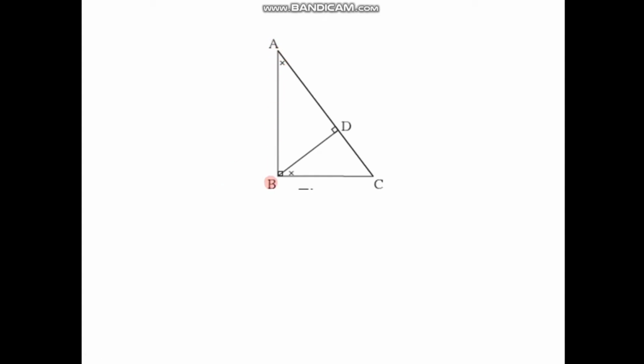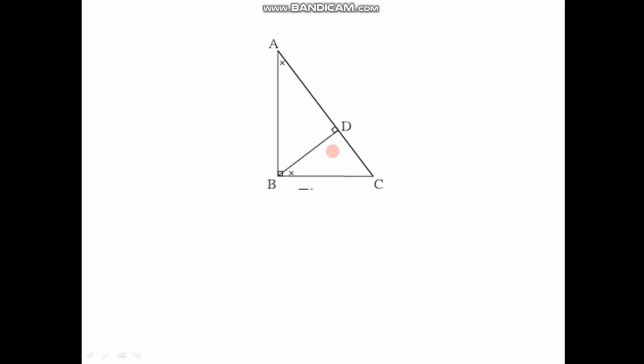Suppose triangle ABC, which is a right angled triangle, is given, where angle B is a right angle. From this vertex B, if we draw a perpendicular BD to the hypotenuse AC, we get three triangles: triangle ADB, triangle BDC, and triangle ABC. Now by this property, that is similarity and right angled triangle, these three triangles formed are similar to each other.